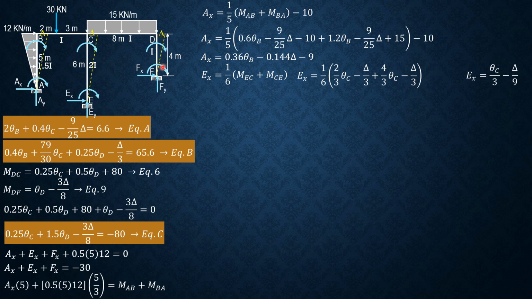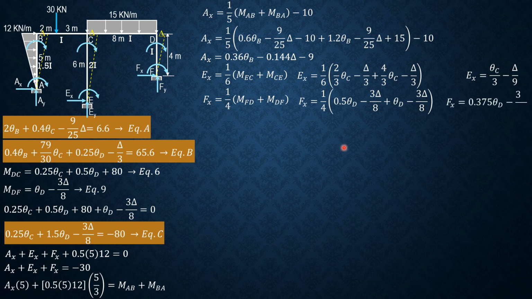Then for the FVD of this column, summation of moment about D equals 0, FX times 4 equals MFD plus MDF. Therefore, FX is 1/4 of the quantity MFD plus MDF. So substitute: FX is 1/4 of the quantity 0.5 theta D minus 3 delta over 8 plus theta D minus 3 delta over 8. Simplifying, FX equals 0.375 theta D minus 3 delta over 16.